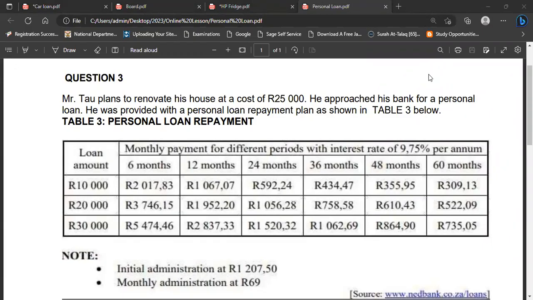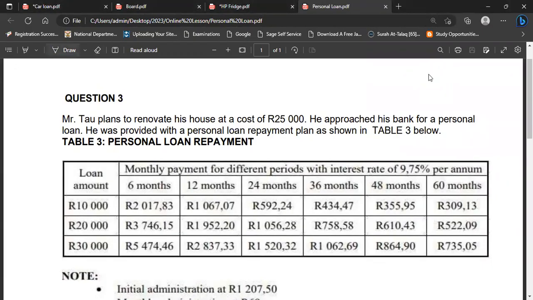Let's look at the personal loan. The person wants to renovate the house and he needs 25,000. He approached his bank for the personal loan. He was provided with a personal loan repayment plan as shown in table 3 below.